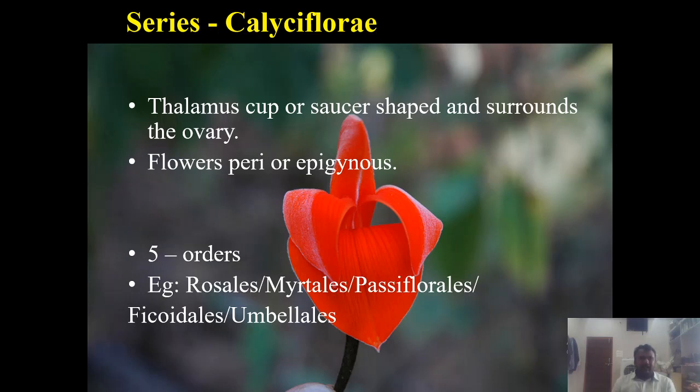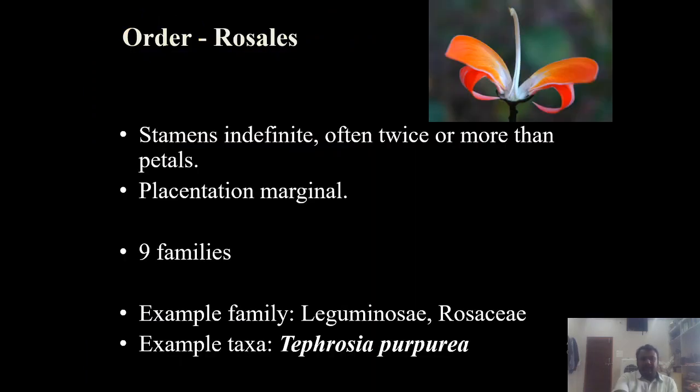Now, the series Calyciflorae, the 3rd series of subclass Polypetalae. Here, the thalamus is cup or saucer shaped that surrounds the ovary. Flowers generally perigynous or epigynous. Now, 5 orders were recognized in this series: Rosales, Myrtales, Passiflorales, Ficoidales, and then Umbellales.